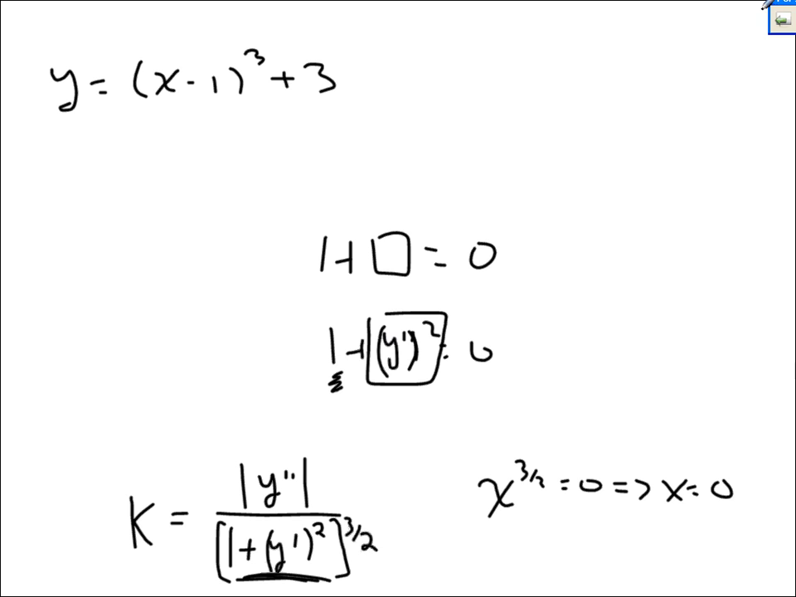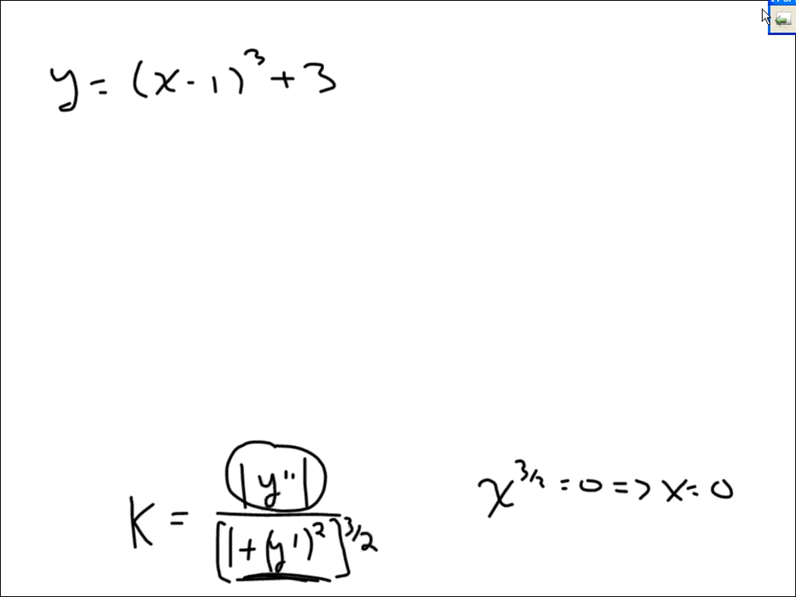So there's no way that's not 1. That's 1. y prime squared would have to be -1. But that never happens. The bottom will never ever be 0. That is, just setting the top equal to 0 is enough. We just have to set the top equal to 0. That is, we find y double prime, find the absolute value of it, and we say, hey, let's see when it equals 0. Who knows? Maybe it never equals 0.